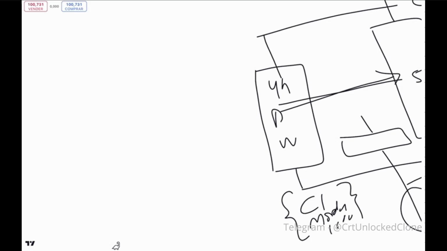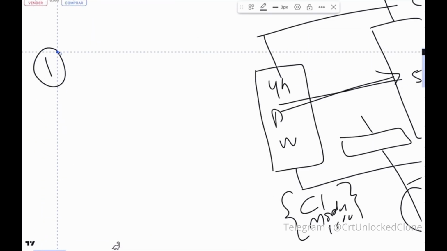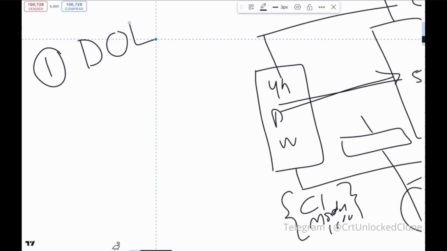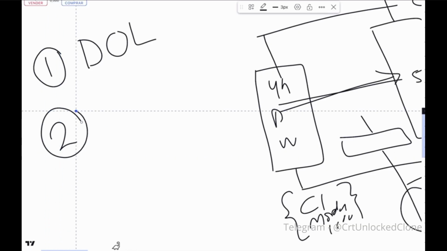So, first of all, CRT is the most accurate way to determine drawn liquidity. It's the most accurate way to determine where the price is heading to next.